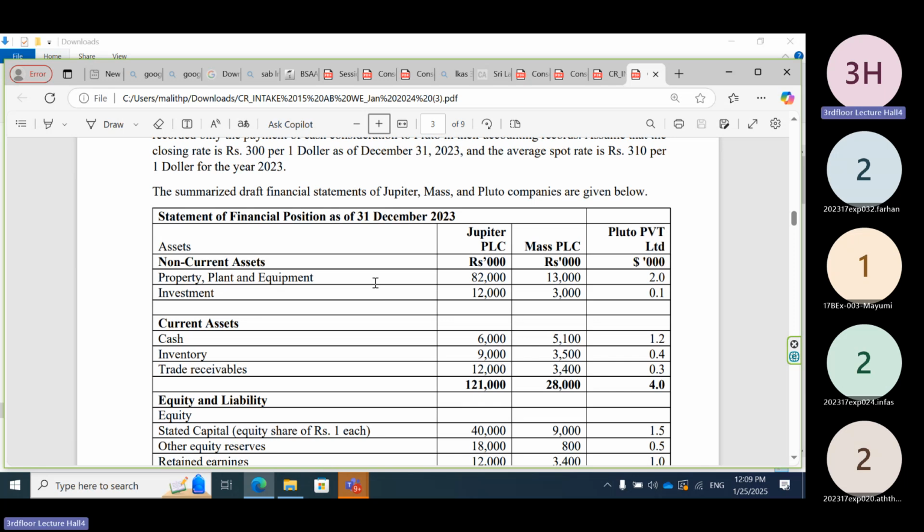Parent. This 5,000 includes 1,000. So then, next entry: minus 1,000 here, minus 1,000 here. Minus 1,000 here, minus 1,000 here. Now, this entry is done. Are you okay?